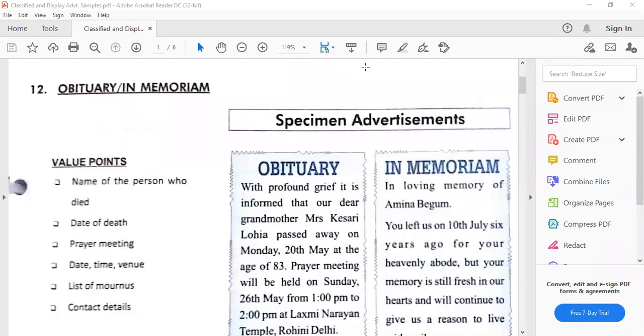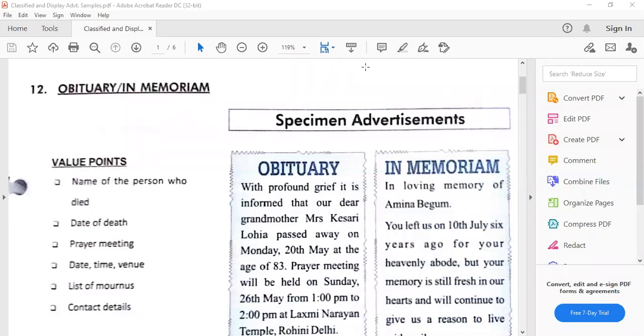Tours and travels, lost and found, household goods, furniture for sale, then admission notice, and any appeal that you are to make. So for all these samples, you must go through them, get the idea how to write in the form of phrases, not in sentences. Those phrases should be separated with the help of commas, and maximum information is to be given in minimum words.